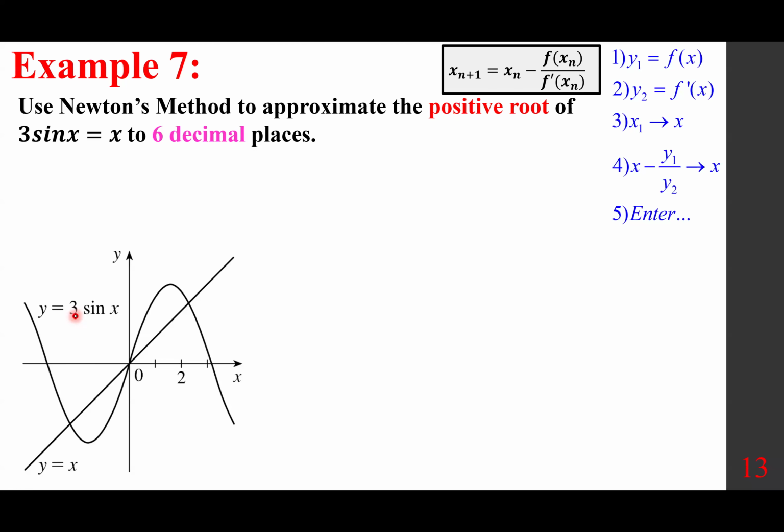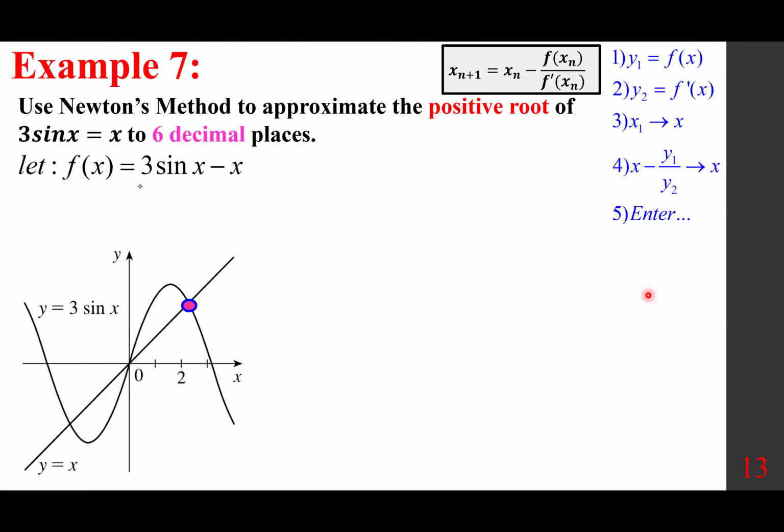Okay. And so we want, okay, the positive root. That means the intersection of the two. So we want this one. I hope you understand this is equivalent to what we just did here. And so if you want that point, your function would be to bring those two to the same side and do Newton's method on that.